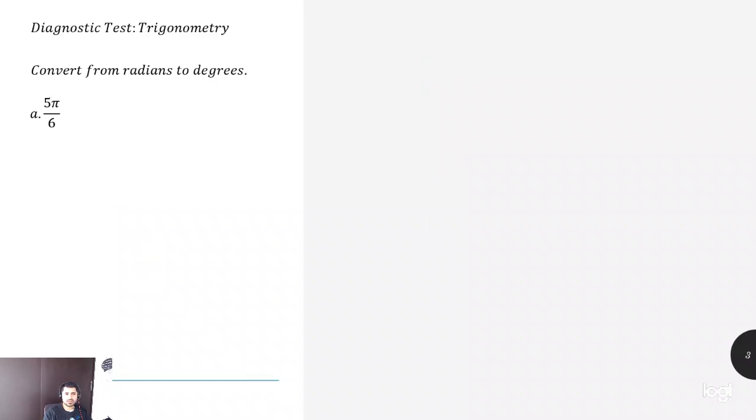Second, we need to convert from radians to degrees. We already know that pi is equal to 180 degrees. So we just multiply. Then we have 180 over 6 is 30. 30 times 5, we have 150. Then the b part, we just have 2. We don't have any pi. So when you don't have any pi, you know that 1 radian is exactly 57.296 degrees. So just multiply that by 2, and you got the answer in degrees.